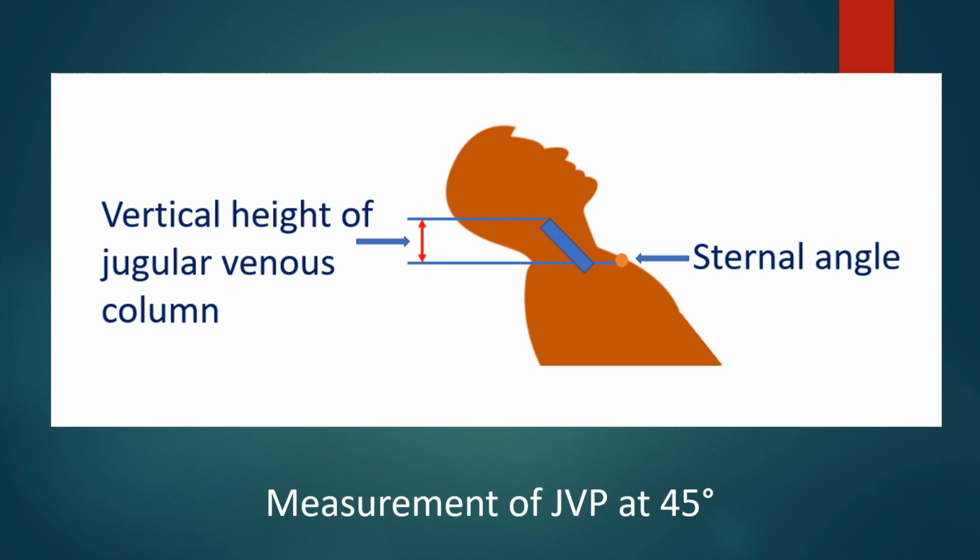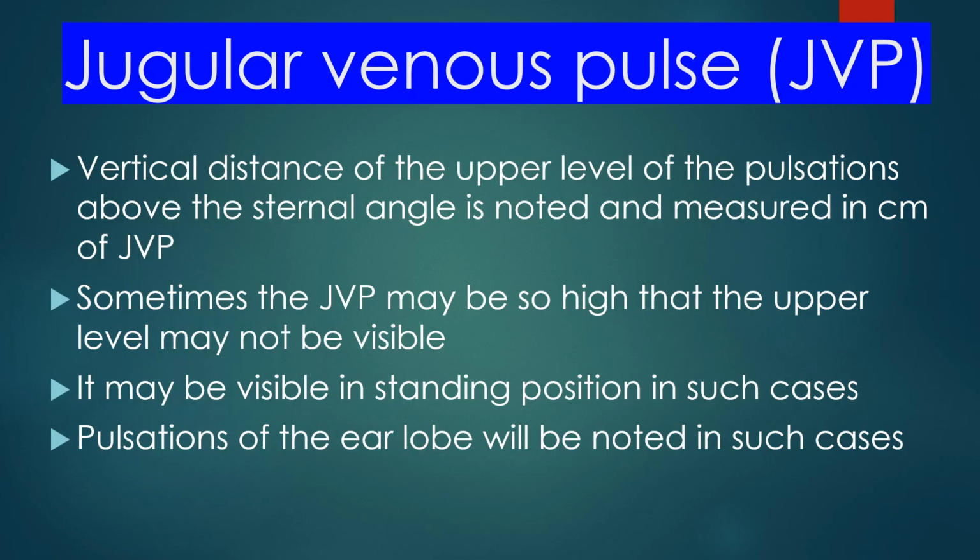Normal internal jugular venous pulsations are not visible in the neck in the sitting position. Hence, it is typically measured with 45 degrees propped up position. But if the venous pressure is elevated, measurement in sitting position is possible. Vertical distance of the upper level of the pulsations above the sternal angle is noted and measured in centimeters of jugular venous pressure. Sometimes the JVP may be so high that the upper level may not be visible. It may be visible in standing position in such cases. Pulsations of the earlobe will be noted in such cases.